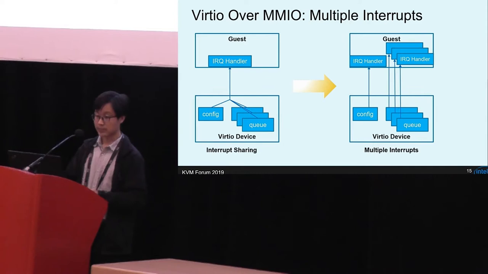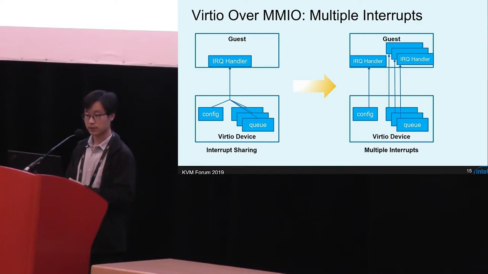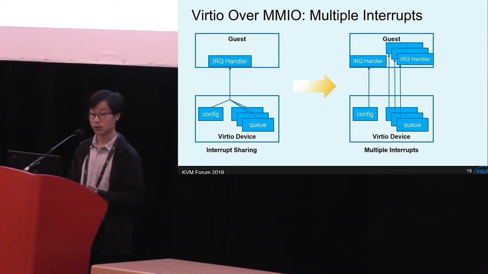The right side is what we want. For config change and queue change, they have their own interrupt vector allocated, and a virtual device can inject the interrupt into the guest independently. This is basically the status for virtual PCI, but for virtual MMIO, we want to see this.